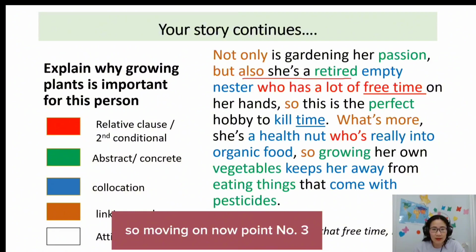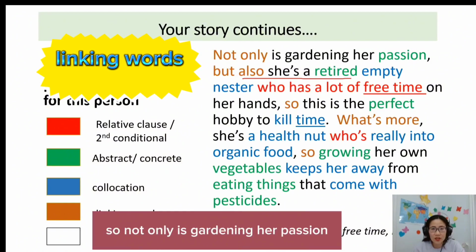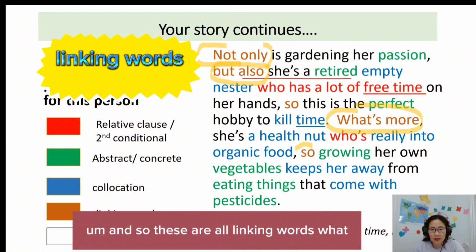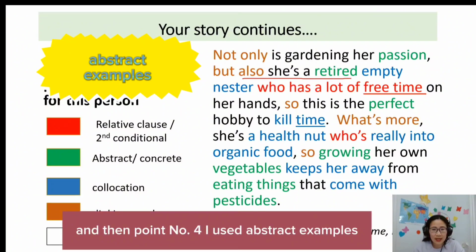Now, point number 3, I use linking words. So not only is gardening her passion, but also she's a retired empty nester. Another linking word, what's more. And so these are all linking words. Good. And then point number 4, I used abstract examples.